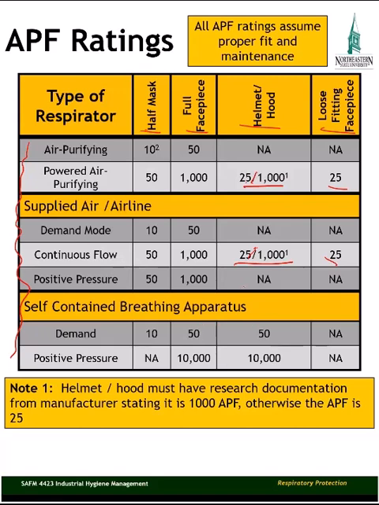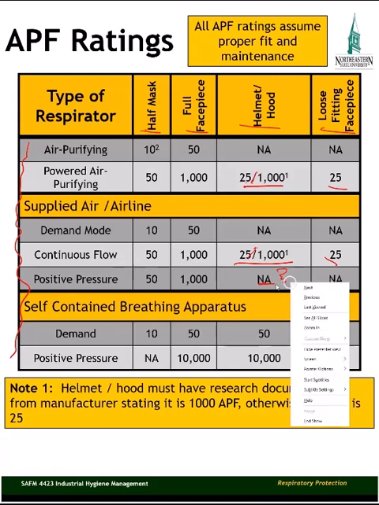Now, one thing, I'm going to double-check this and come back, because there should be an APF for a helmet or a hood with a positive pressure supplied airline. That might have been a mistake I made when I created this chart. I'll double check, and in the next module I'll verify. We'll look at this again, just very quickly verify that we're on the right track there. But again, this is an APF chart that can be very useful.